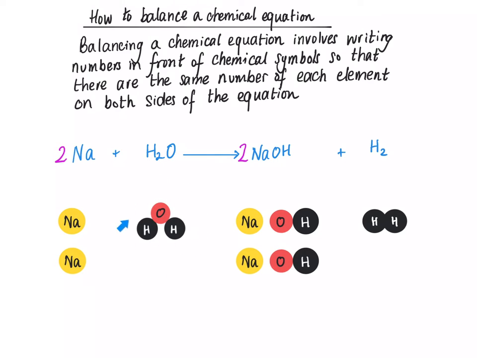We need to make sure there are now 2 oxygens on this side of the equation and 4 hydrogens, and we do that by writing the number 2 before the water.